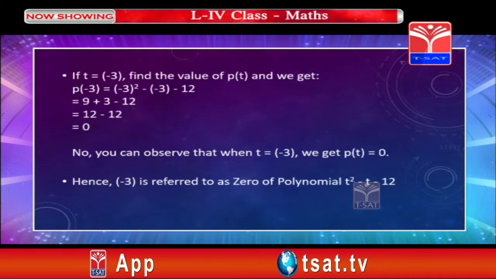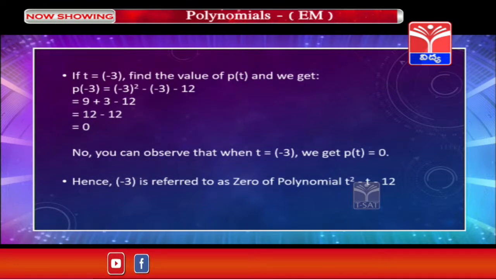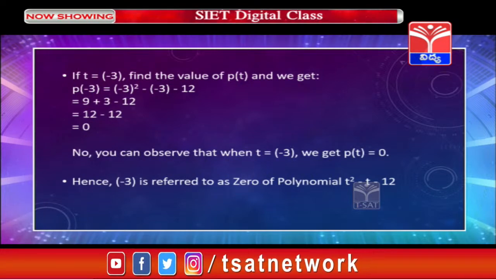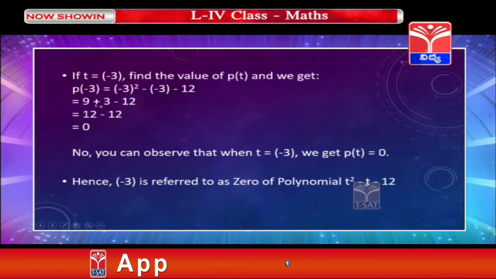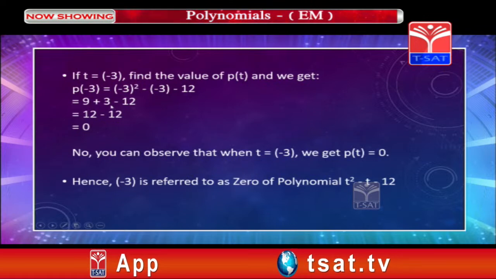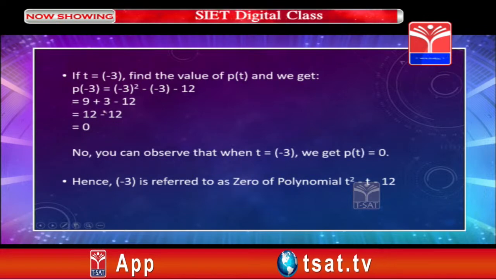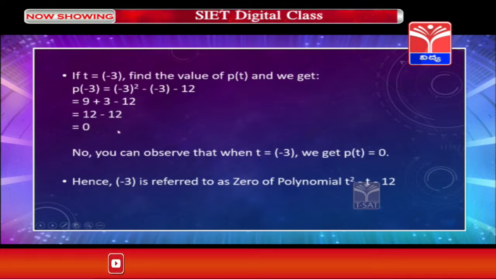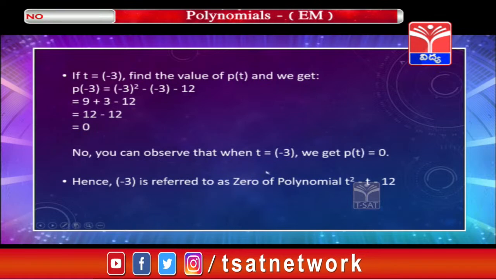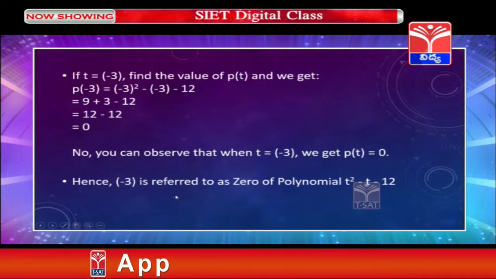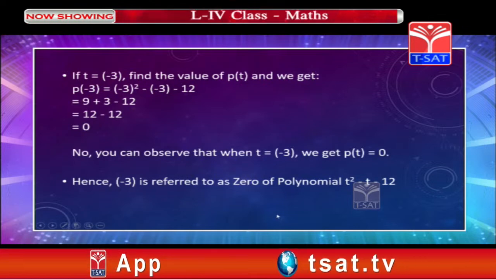Okay. Now if you take t equal to minus 3, when t is replaced by minus 3, then p of minus 3 is minus 3 square minus of minus 3 minus 12. Minus 3 square itself is 9, minus of minus 3 is plus 3, minus 12. 9 plus 3 is 12, 12 minus 12 is 0. So p of minus 3 is 0. Now you can observe that at t equal to minus 3 we get p of t equal to 0, hence minus 3 is referred to as a zero of the polynomial t square minus t minus 12.